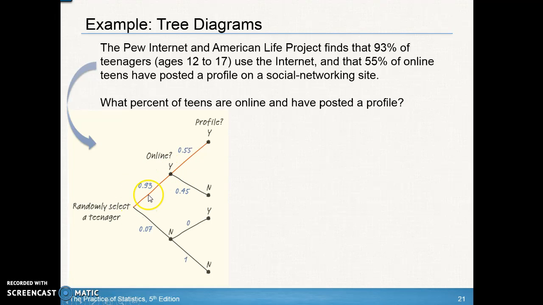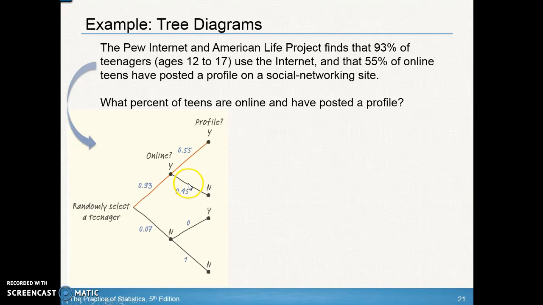Number one, we have our first randomly selecting a teenager. 93% are online, 7% are not online. So when we add these branches together, they add up to 1 because 100% of the teenagers are either online or they're not. Now, let's take a look at where we put that 55%. That 55% deals with them being on a social networking site. So we know, based on the condition that they were online, 55% of them have an online profile. What's the opposite? 45% would not.